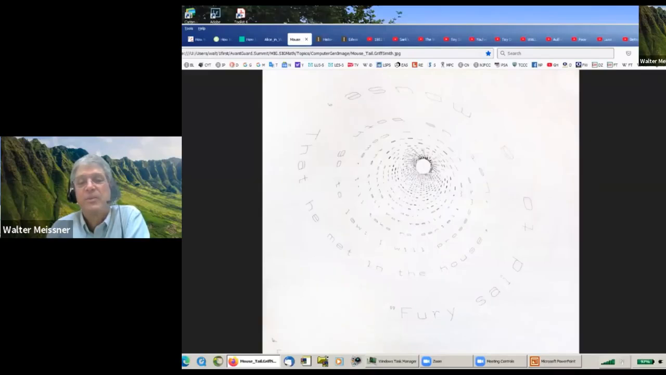So you can see he says Fury said to a mouse that he met in the house, and he just spiraled this inward. But I thought it looked very nice, and it actually had a nice composition to it. You know, it's kind of artistic.